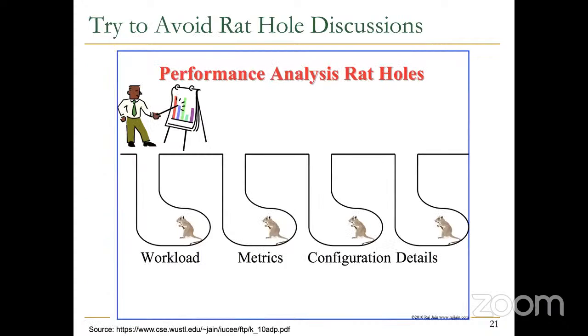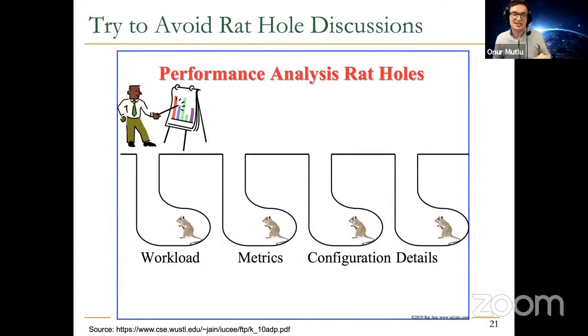Okay, so I will also mention that you should try to avoid rat hole discussions. This is actually important. I borrow this picture from a book that I really like a lot, Performance Analysis of Computing Systems. Well, you're going to see that book, so I probably butchered the title at this point. But basically, there are some rat hole discussions that happen. You can always question the workload that's analyzed in the paper. You can always question the metrics. You can always question the experimental configuration. And you can always question the details here and there. And these may lead to rat holes that are endless.